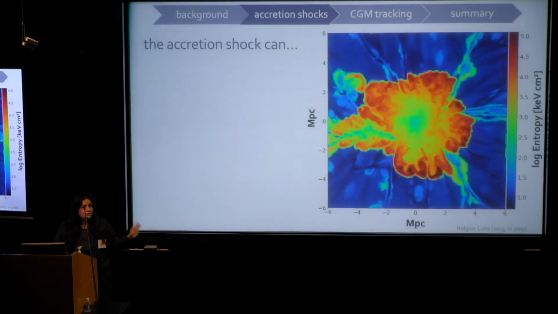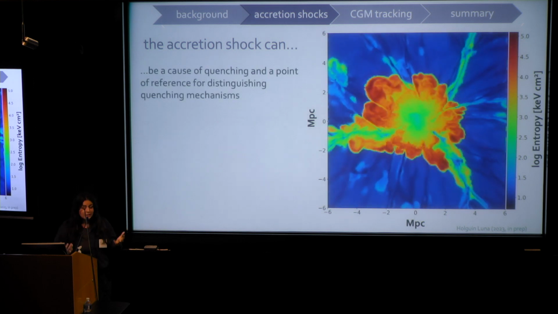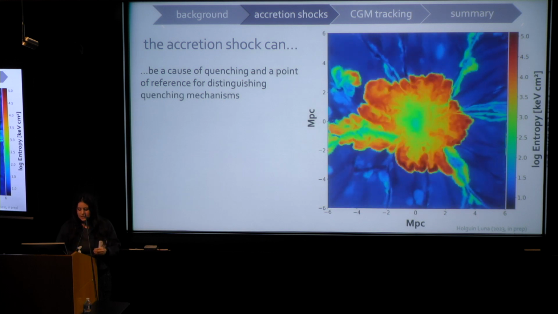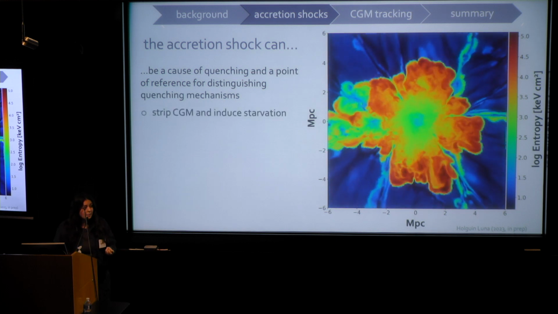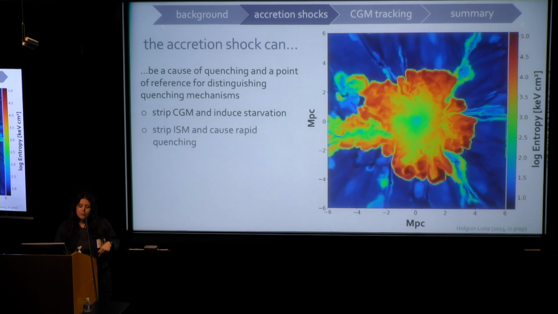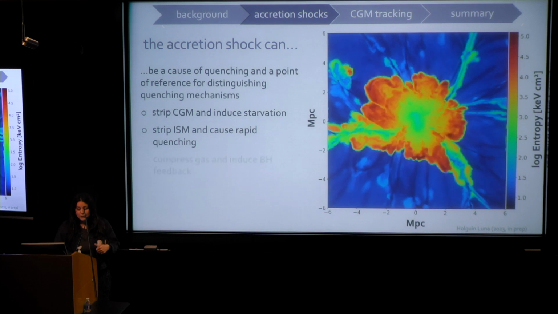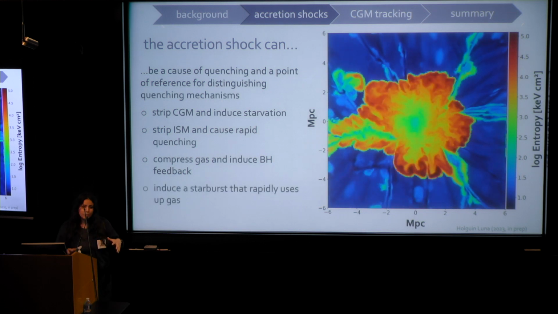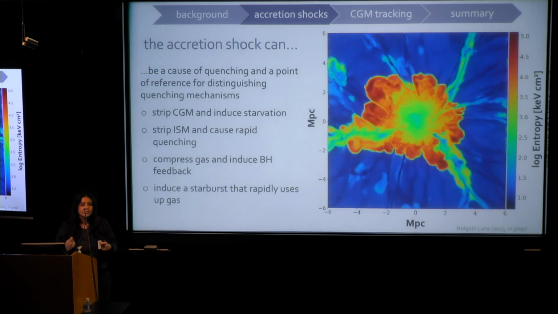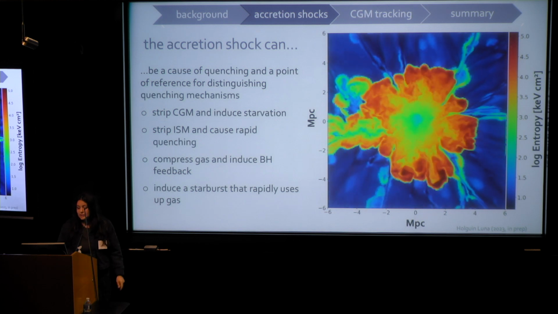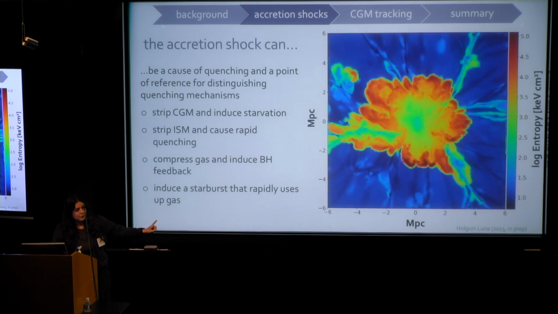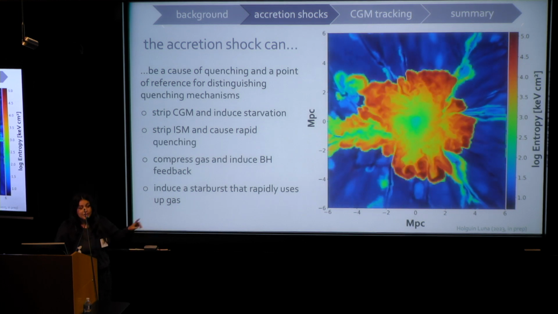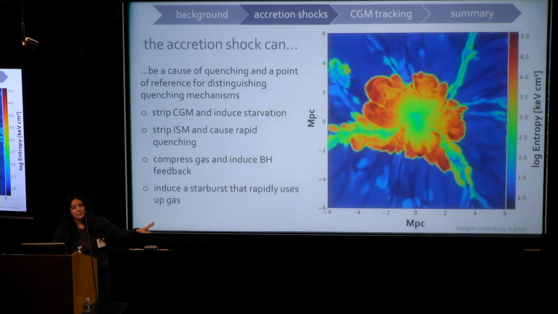So how does the accretion shock fit into that? The accretion shock, we believe, can be a cause of quenching and a point of reference to study these different quenching mechanisms. It can do that by stripping the CGM and inducing starvation potentially, or stripping the ISM, causing rapid quenching to occur. It can compress gas and potentially induce black hole feedback, or in the same vein, compress the gas and potentially induce a starburst, which will then rapidly use up the gas. So this is the mass-weighted entropy profile for one of the clusters in my sample, which I'll talk about in a second. And this is how it changes over the redshift range through all the snapshots that we're tracking it.